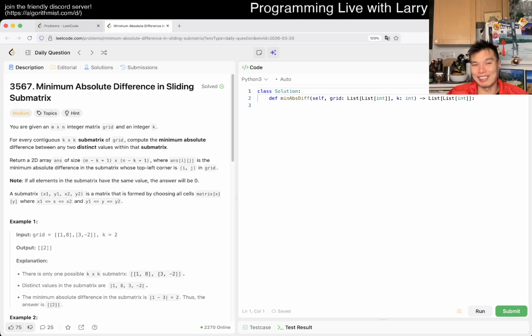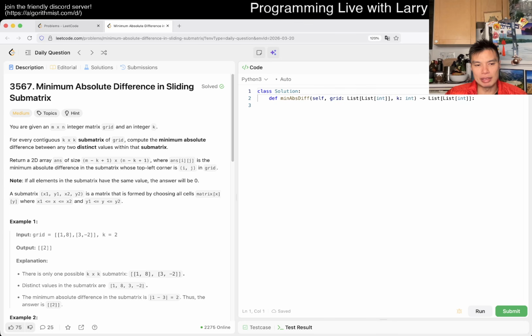In any case, let's take a look at today's problem. We have minimum absolute differences in sliding submatrix. You're given a matrix and an integer k. For every contiguous k by k submatrix, compute the minimum absolute difference between any two distinct values within that submatrix. Okay. Minimum absolute, so the closest between two distinct values in that submatrix, right? Okay.